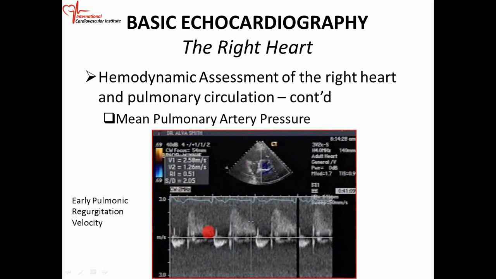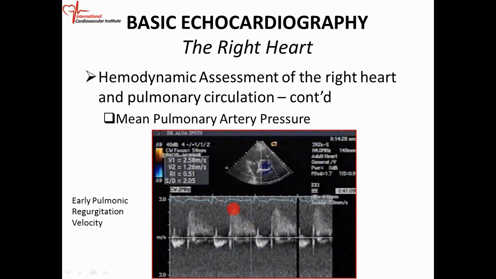So again, we have our PI. You're going to use the early velocity. If you use the late velocity, then you're going to get the PA diastolic pressure. If you use the early, you get the mean PA pressure.